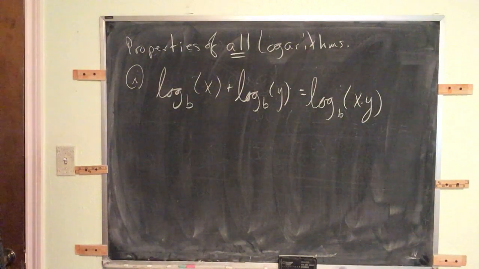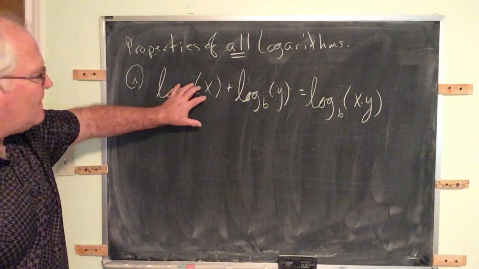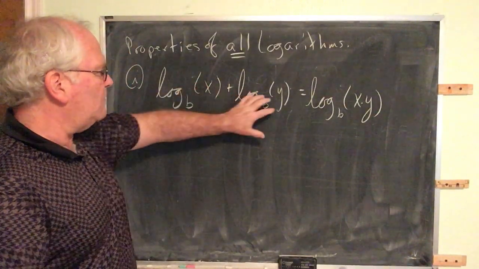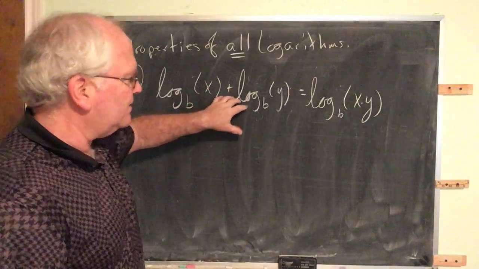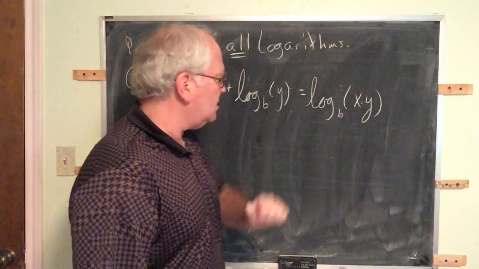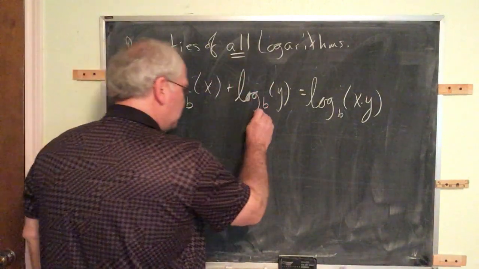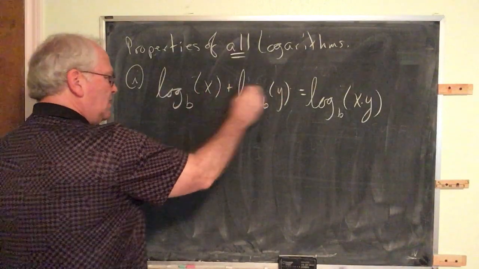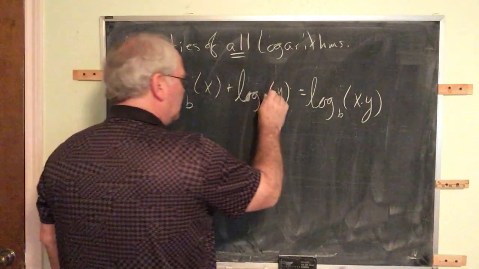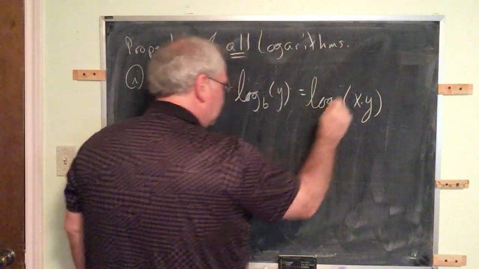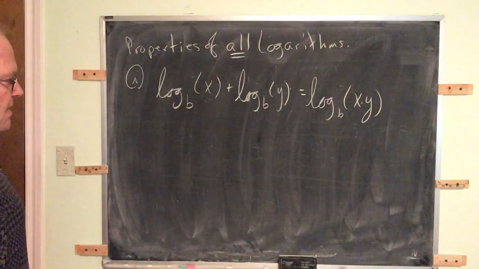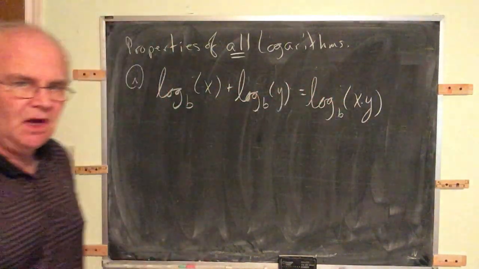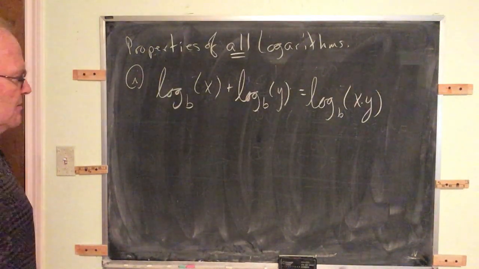It is, however, the case that if I took log base b of 5 plus log base b of 2, where x is 5 and y is 2, then adding those together is the same thing as taking 5 times 2. So the log of 5 plus the log of 2 is the log of 10. If x were 3 and y is 8, then the log of 3 plus the log of 8 is the log of 24. So you multiply the arguments. The sum of the logs is the product of the arguments.